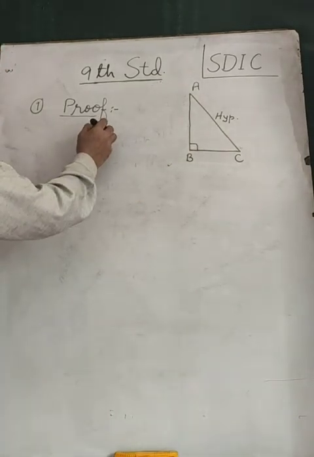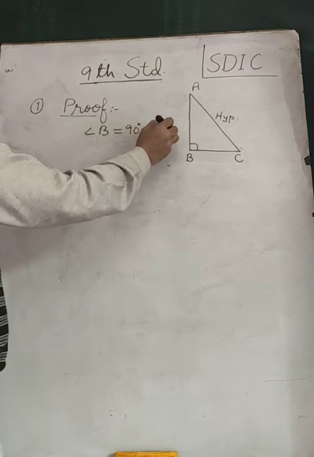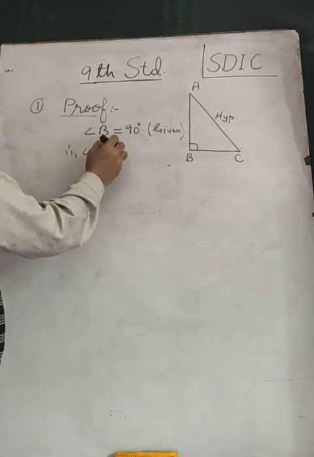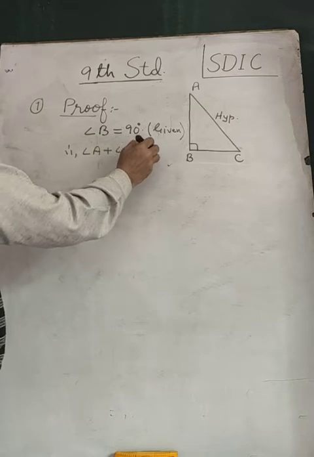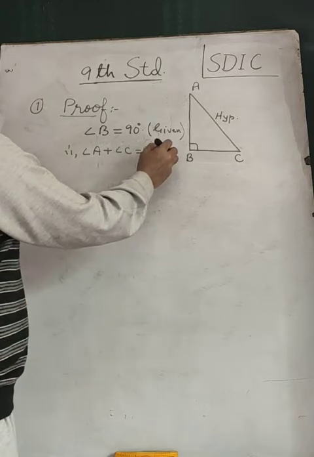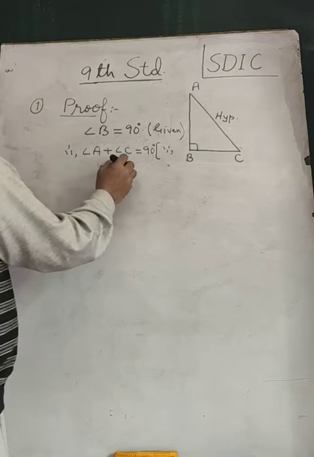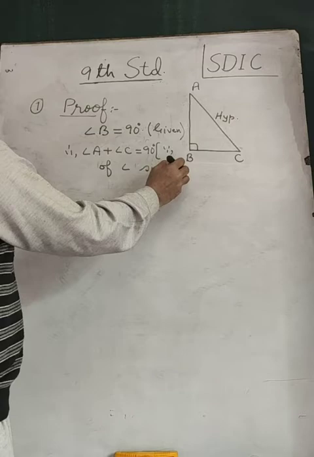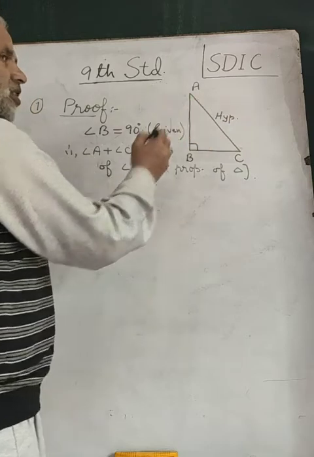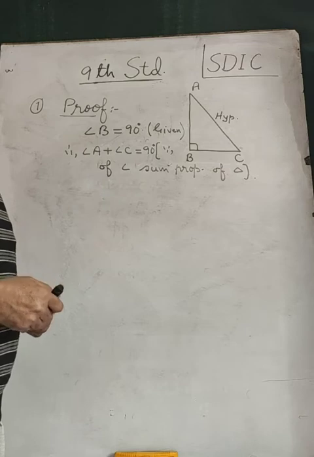You write angle B is equal to 90 degrees. It is given. Therefore, the sum of the other two, angle A and angle C, will also be 90. This we get from the angle sum property of a triangle. The sum of three angles is 180. If the measurement of one of them is 90, the remaining two will have a sum equal to 90.